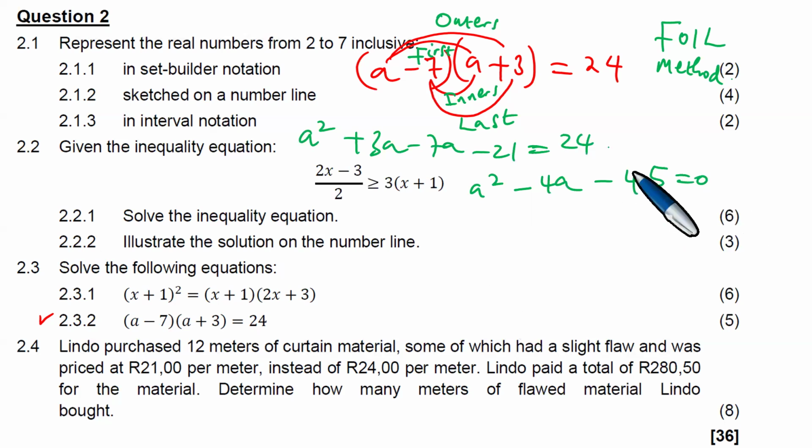Okay, we brought the 24 to the other side, it became negative. So if you have minus 21 minus 24, you get minus 45. Okay, so now, what are the factors of A squared? Factors of A squared are A and A. Okay, we're dealing with the factorization now.